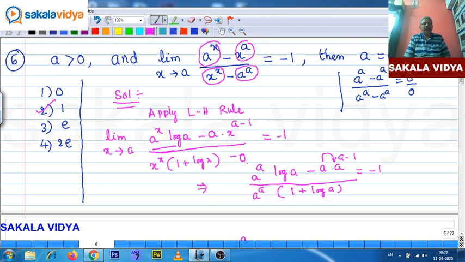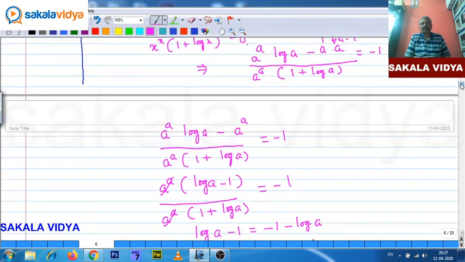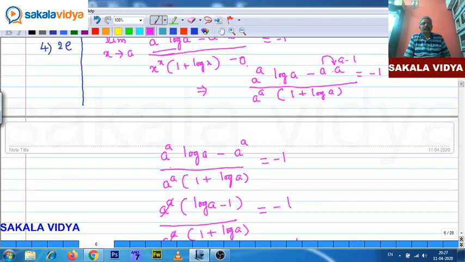Now put in the place of x, a to the power of a log a minus a into a to the power of a minus 1 by a to the power of a into 1 plus log a equals minus 1. See the next step, a to the power of a into log a into a to the power of a minus 1 plus 1.